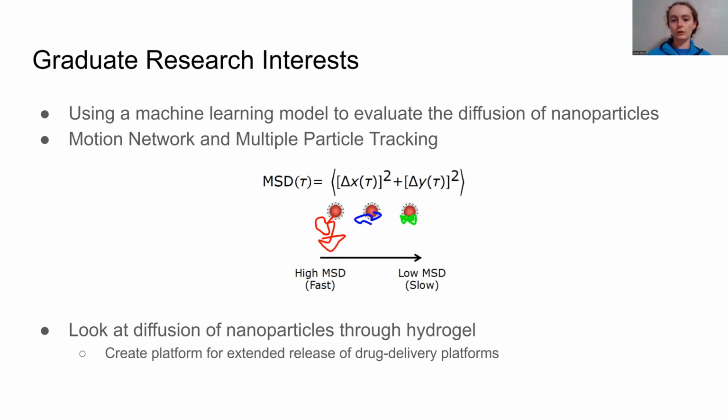And Motion Network is able to take that MSD and calculate the kind of diffusion, whether that's Brownian motion, fractional Brownian motion, or continuous time random walk. And then say, over this period of time, how much of the nanoparticle is going to be able to diffuse through this surface, and how much of it is going to get stuck. Specifically, I want to use those to look at diffusion of nanoparticles through a PEG hydrogel, which could create a platform for extended release of drug delivery platforms.